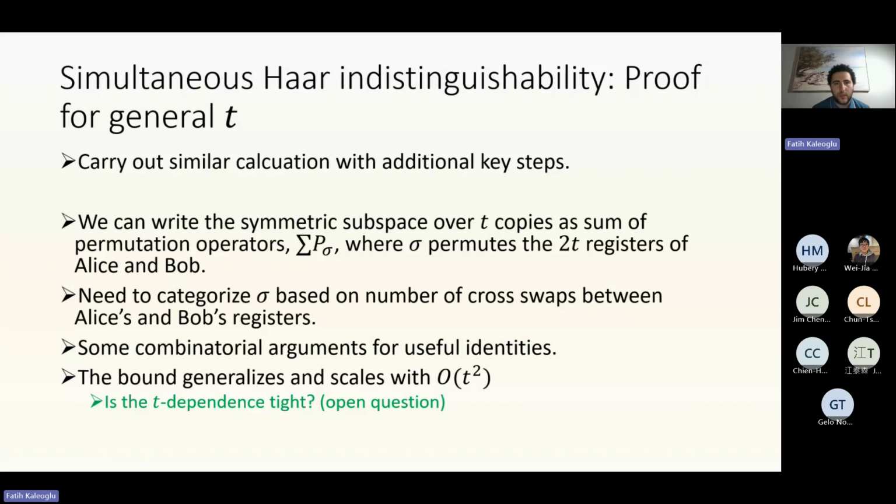So a key thing you need to do is group these permutations based on how close they are to a product permutation, so how much they switch an Alice register with a Bob register. If you group them based on that, that gives you the best bound. And we achieve a generalization of the T equals 1 case where the bound scales with T squared. But we also don't know if this T squared dependence is tight, although my gut feeling is that it should be.